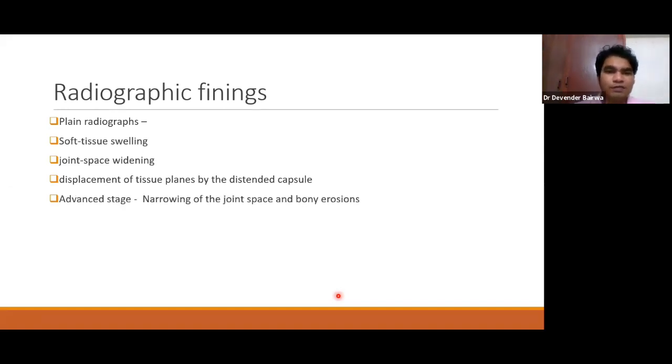Supposing there is an advanced stage, the infection was there for a long time and nobody has treated it, then there can be narrowing of the joint space and bone erosion. And this occurs because of damage to the bone itself.